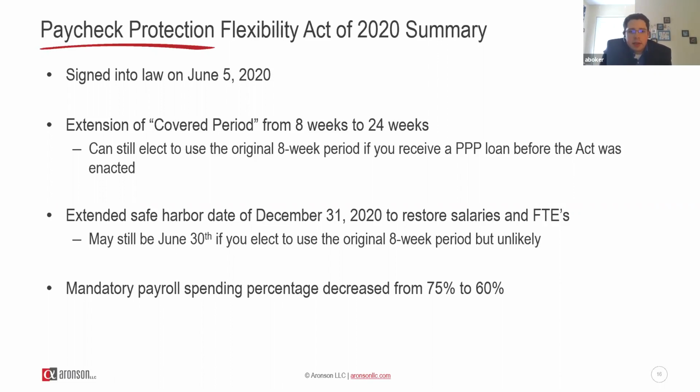The second item that came from this is the safe harbor date to restore salaries and to restore FTEs. That got changed from June 30th to December 31st. So you have up until December 31st to bring things back to where they were on February 15th.